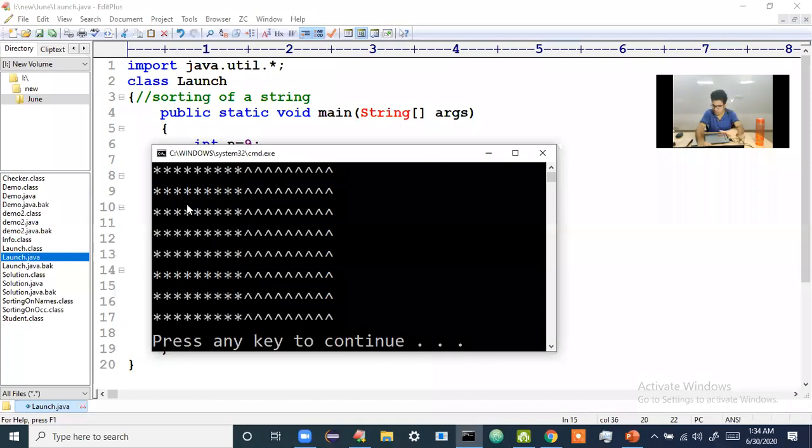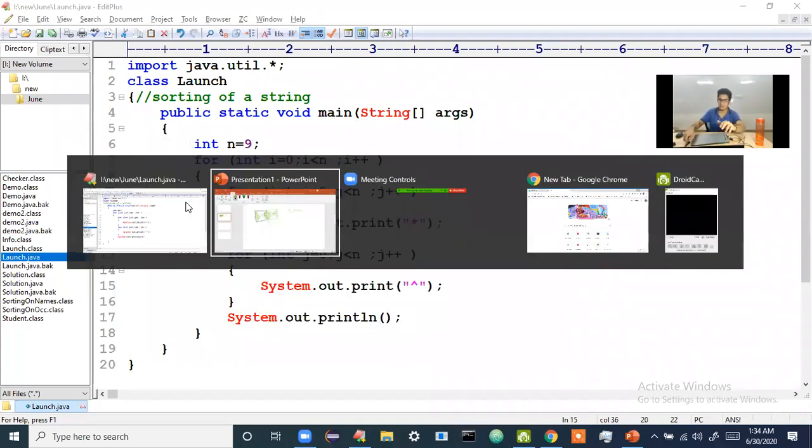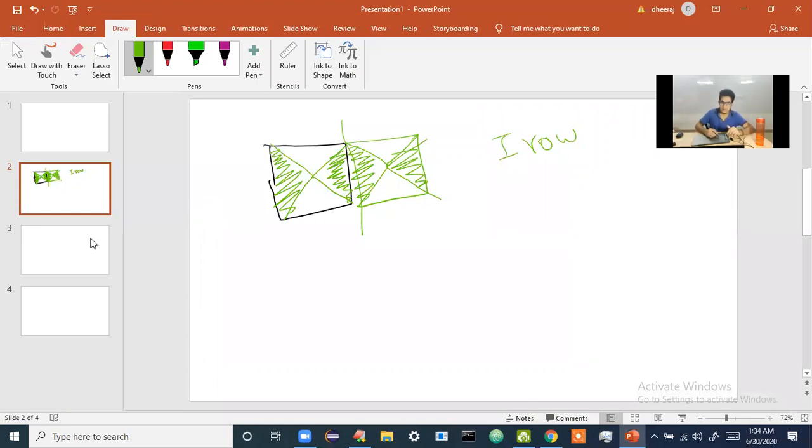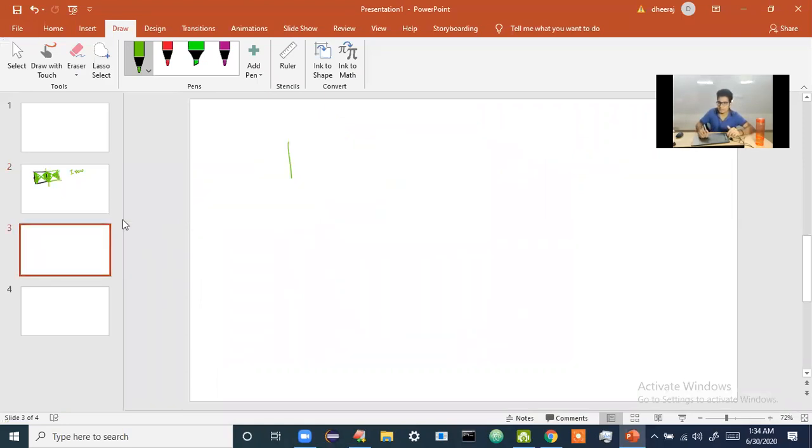But tell me, do you want to print stars everywhere now? No, you don't want to print stars everywhere. What you want to do is, for this pattern, first you have to get the line equations. So let's get the line equations. Maybe I'll use a black color here.